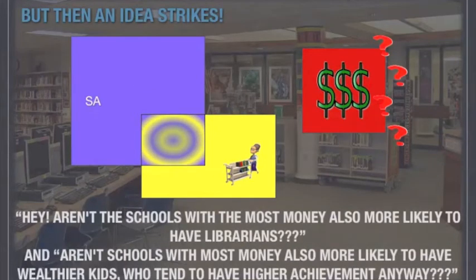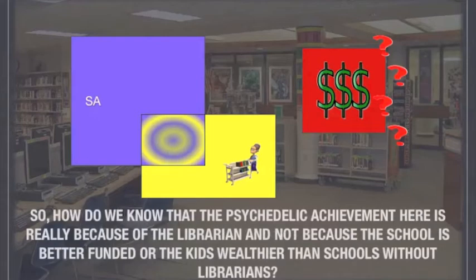But then an idea strikes you. Hey, aren't the schools with the most money also more likely to have librarians? And aren't schools with the most money also most likely to have wealthier kids who tend to have higher achievement anyway? So, how do we know that the achievement here is really because of the librarian and not because the school is better funded or the kids wealthier than schools without librarians?